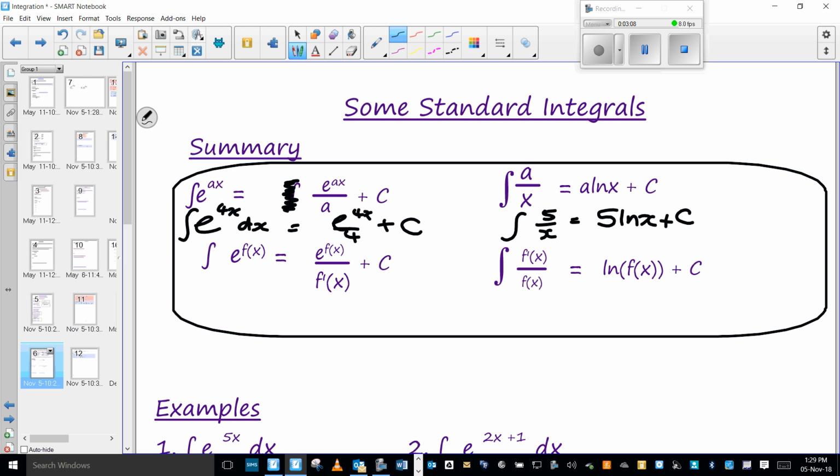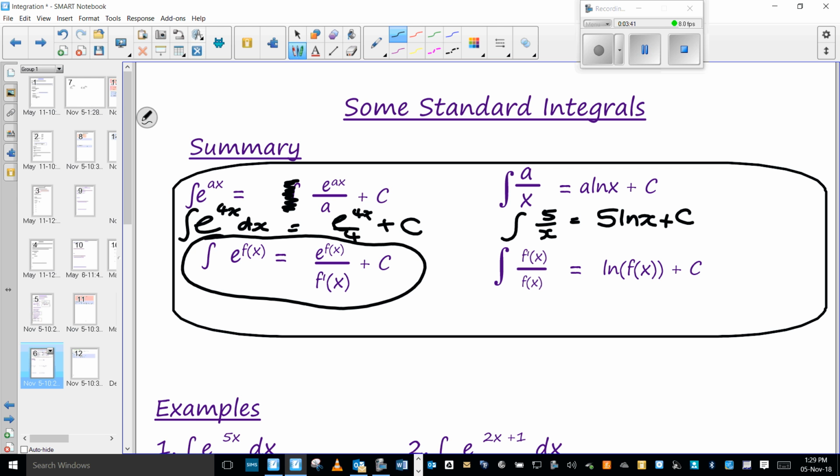Essentially what we're saying is this, that if you have e to any kind of function, then it's going to be that same expression divided by the derivative of that function. And that works for this thing up above here as well. Because if I've got e to the 4x, then what's the derivative of 4x? It's 4, yes? So that's why it's e to the 4x over 4.